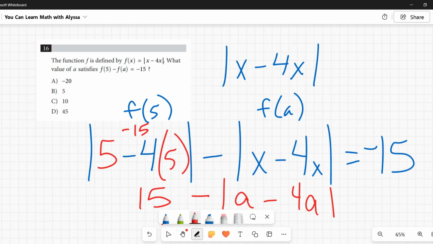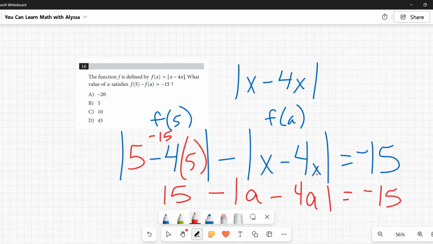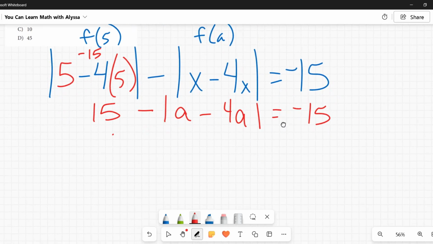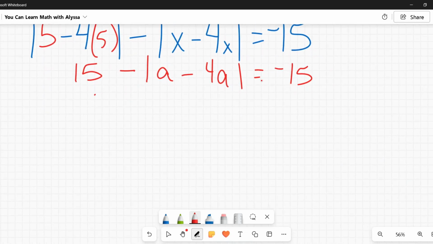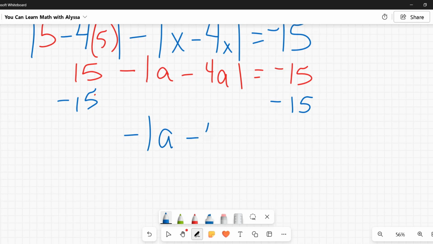|a| minus 4a equals negative 15. Okay, so I'm going to start solving this. Now I've only got one variable in here, so I can start to solve for a. I've got this positive 15 over here, so I'm going to subtract 15 from both sides. And I get negative absolute value of a minus 4a is equal to negative 30.